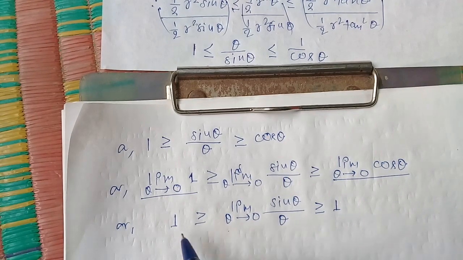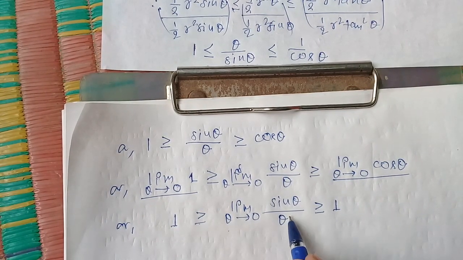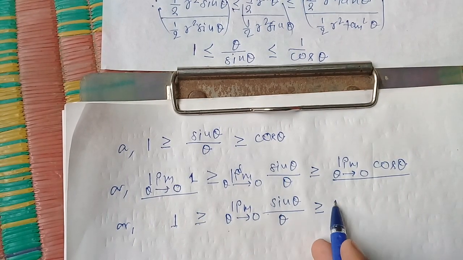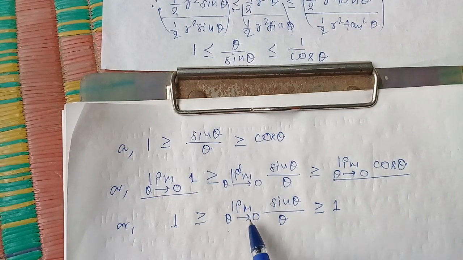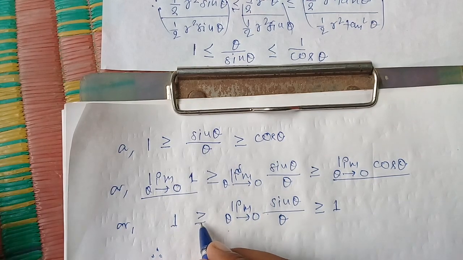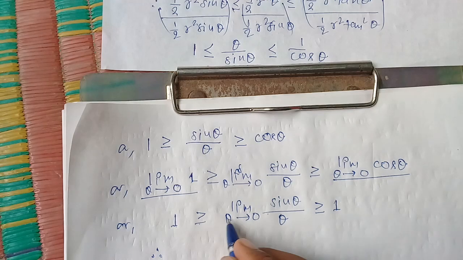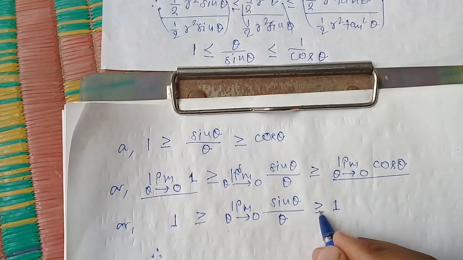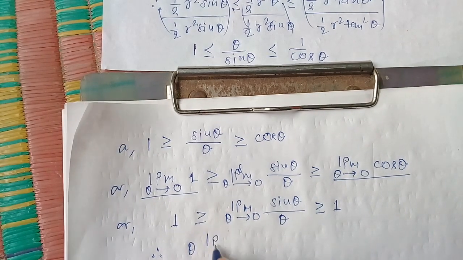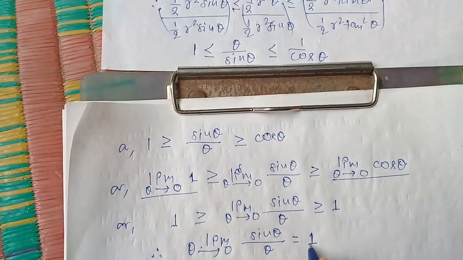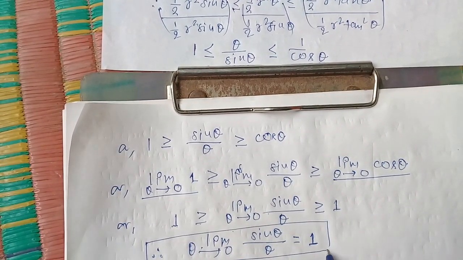So what do we see here? 1 is greater than or equal to the limit of sin theta by theta, which is greater than or equal to 1. This is smaller than 1 and also greater than 1. It cannot be both greater and lesser than 1 at the same time, so this must be equal. Therefore the limit as theta tends to 0 of sin theta divided by theta is equal to 1. This is the most important formula which helps you in numerical problems.